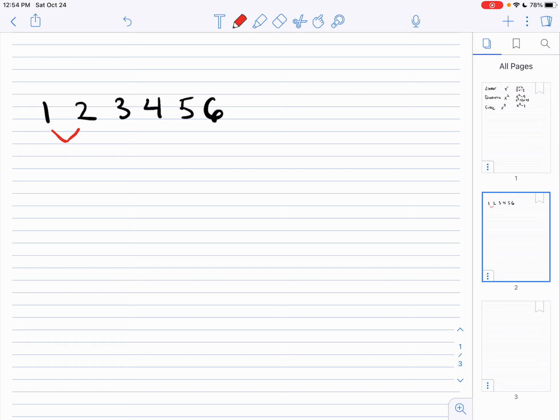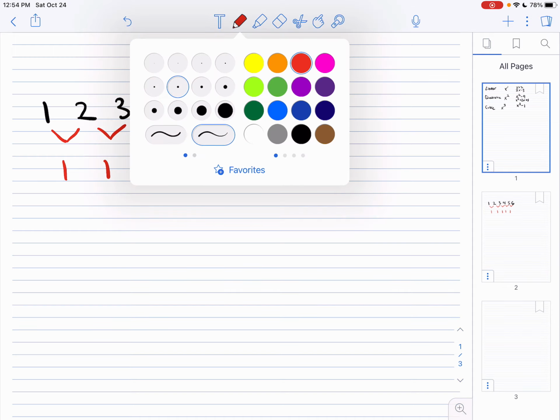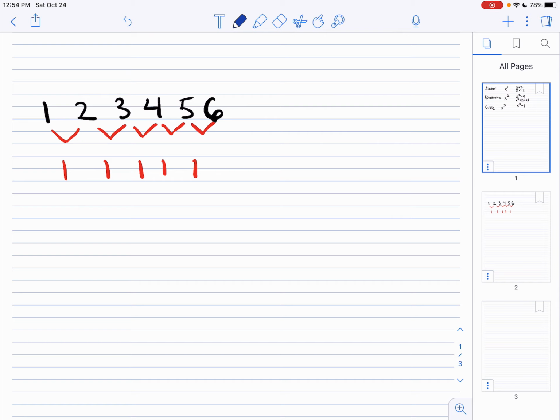The distance between 1 and 2, or in other words 2 minus 1, is just 1. 3 minus 2 is 1 as well. 4 minus 3 is 1. 5 minus 4 is 1. And 6 minus 5 is 1. Because all of these differences are the same, we have a linear relationship.